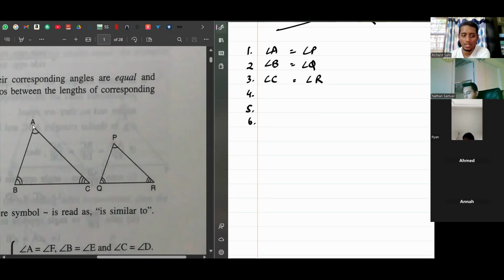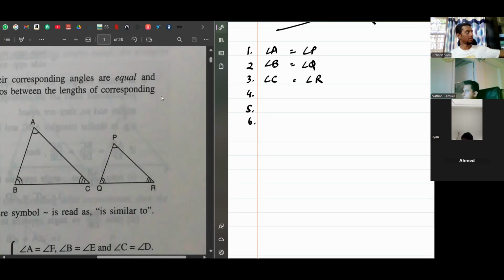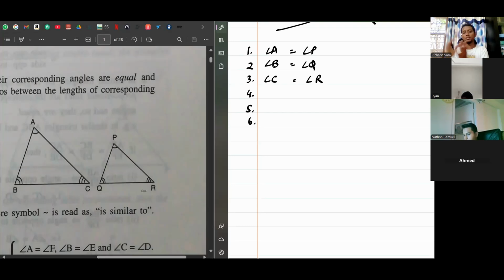AB is not equal to PQ, but it is proportional. Obviously the left side triangle is bigger than the right side triangle. So when you're converting the AB into PQ, it's proportionally becoming smaller. Like all the three sides are proportionally getting smaller to each other. So how do you show the three sides are not equal, but proportional to each other? You take the corresponding sides. Corresponding means matching sides. Which is the side corresponding to AB? PQ.